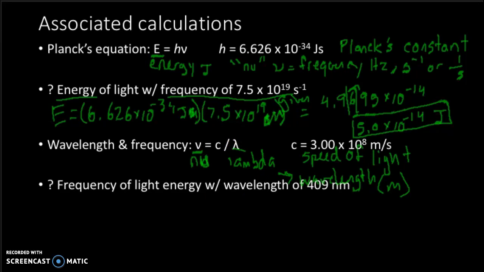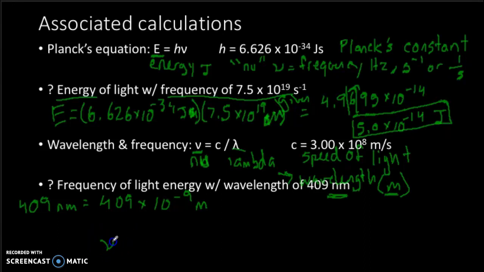Anyway, so to solve a problem with this, what is the frequency of light energy with a wavelength of 409 nanometers? So nanometers, meters, not the same thing. So you can either move your decimal, or you can say that 409 nanometers is 409 times 10 to the -9th meters. Now, is that correct scientific notation? No, it is not, but it is just fine for putting into a calculator.